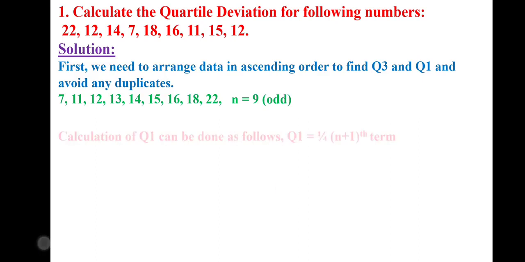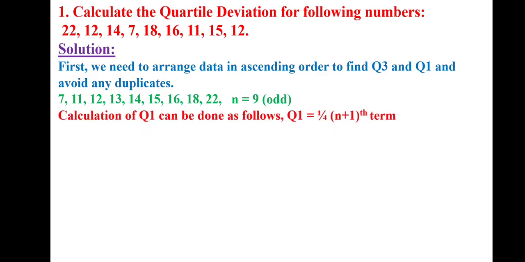So the formula is Q1 equal to 1/4 of the (n plus 1)th term. We know very well it is an odd number, n plus 1. Here 4 is used because it is the 1/4 value, or we can say first quartile. It is Q1. Q1 equal to 1/4 of the (n plus 1)th term. Q3 means 3/4 of the (n plus 1)th term.